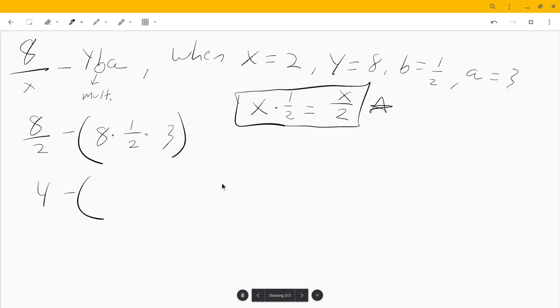Oh my god, I can't think today. So 8 times 1/2 is just the same thing as 8 divided by 2. So that'll be 4. 4 times 3.